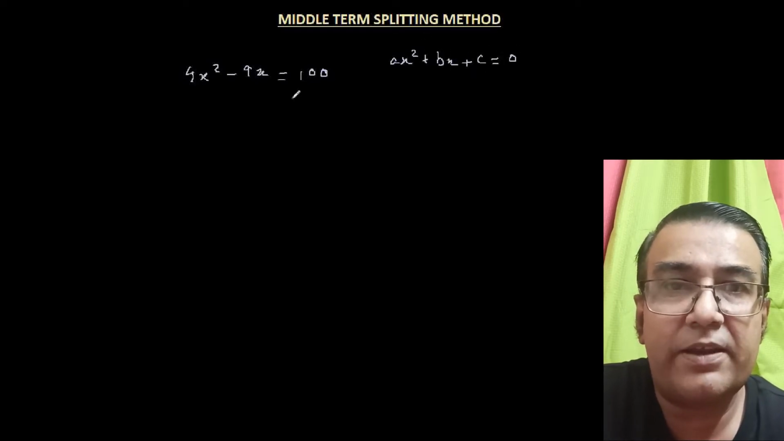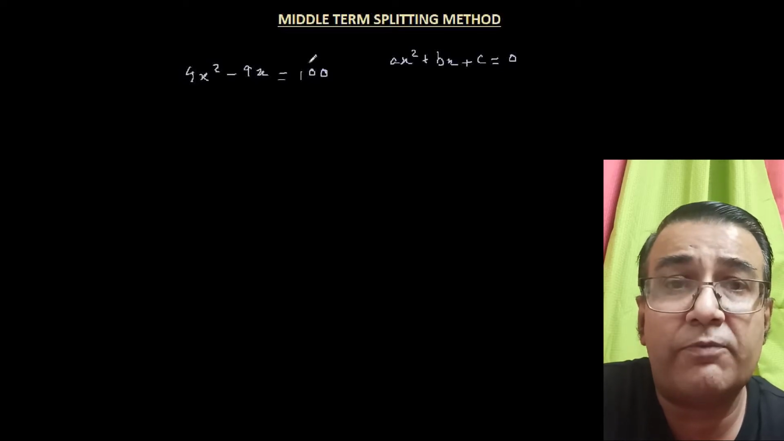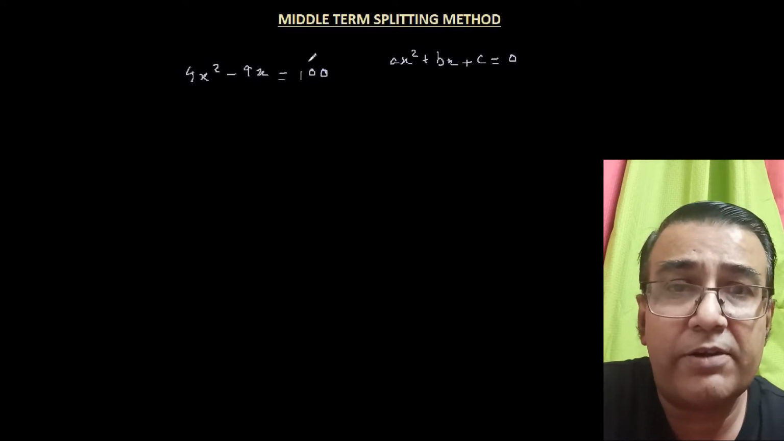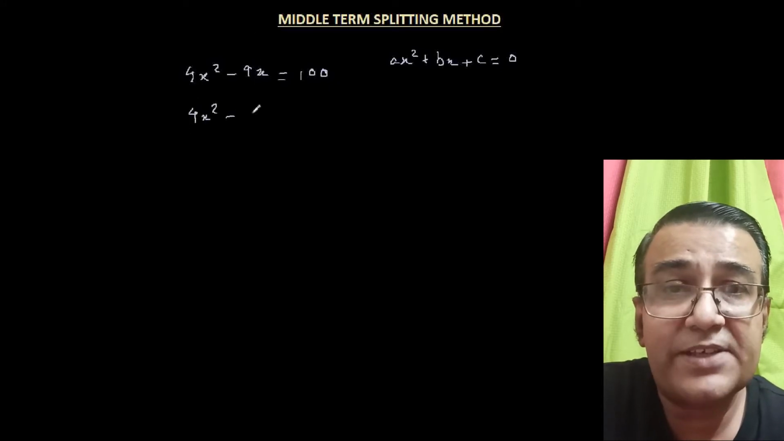Now we see that here 0 is on one side and everything else is on the other side. So why not write it in the standard form also? If I want 0 on one side, I should probably take 100 to the other side. So we'll be left with 4x squared minus 9x minus 100 is equal to 0.